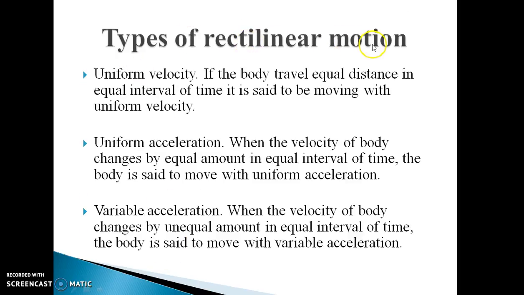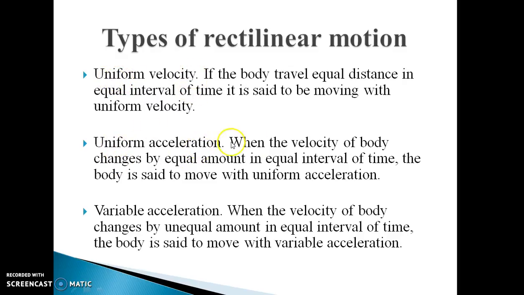Types of rectilinear motion. Uniform velocity motion. If the body travels equal distance in equal interval of time, it is said to be moving with uniform velocity. For example, if a particle covers a distance of 1 kilometer in 5 minutes, in the next 5 minutes it will cover another 1 kilometer. So that type of motion is called uniform velocity motion.